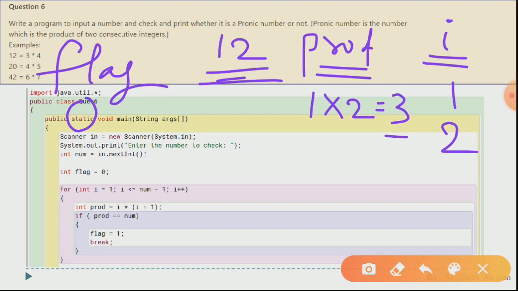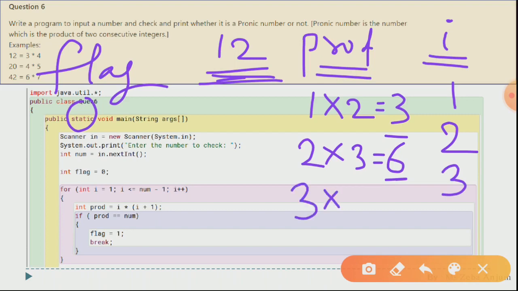Now again the product will be calculated for 2 multiplied by 3. It is going to give you 6. Again this 6 will be checked with this 12. It is again not equal to 12. So again it will proceed for the next iteration. So your i value becomes 3 for now. Now again the product will be calculated by 3 multiplied by i plus 1, that is 4, and it is going to give you 12.